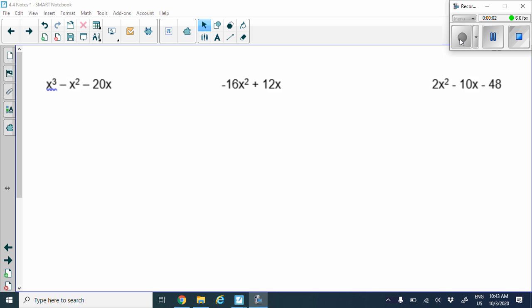So here's the last part of our 4.4 notes. Once again, we are factoring, okay? So this is when maybe a does not equal 1 or we have a common factor. Okay, let's look at our next one.